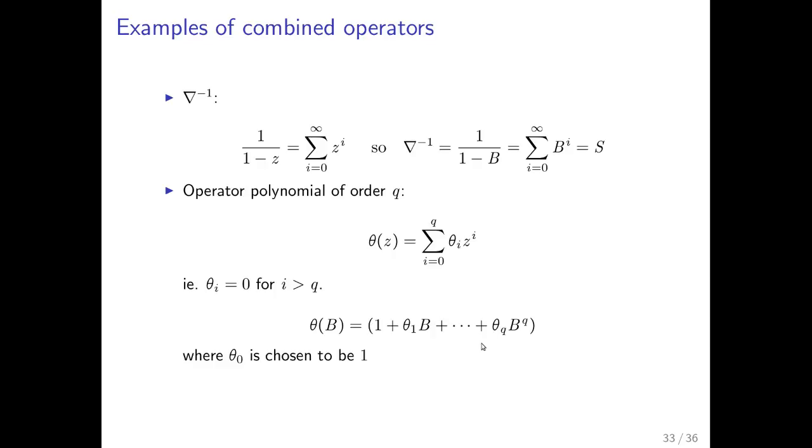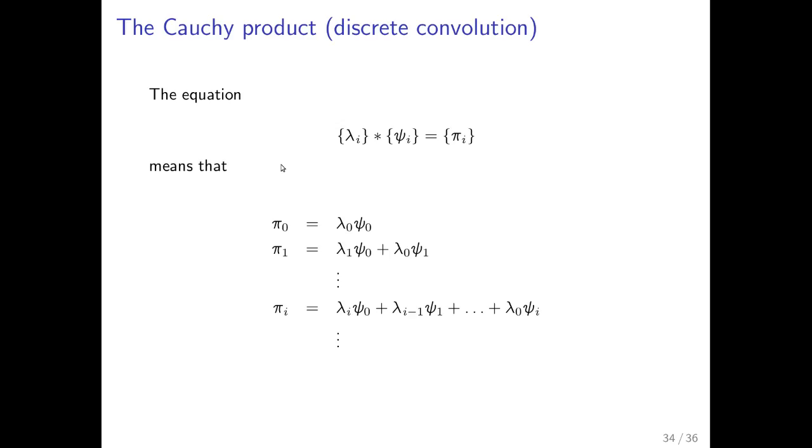Other examples of combined operators: we showed before by definition that the inverse of the difference operator is 1 divided by 1 minus B, as we have it over here. But we also learned from algebra earlier on that 1 over 1 minus z is equal to the infinite sum of z to the i power, from 0 to infinity. So what we're doing here is transparent and equivalent to what we learned about infinite sums in an Introduction to Mathematics course.